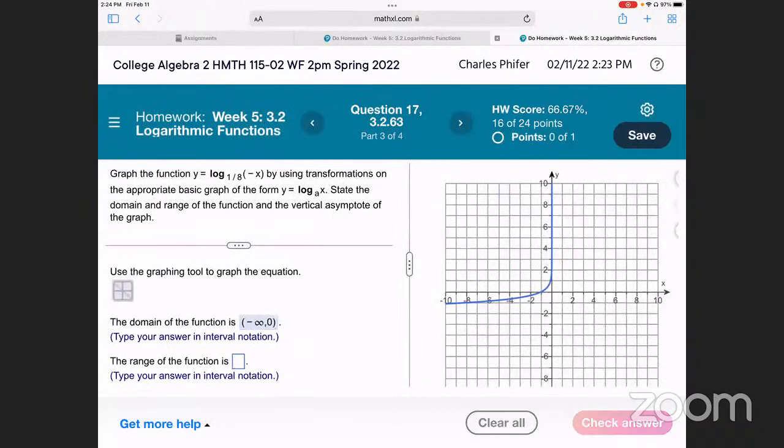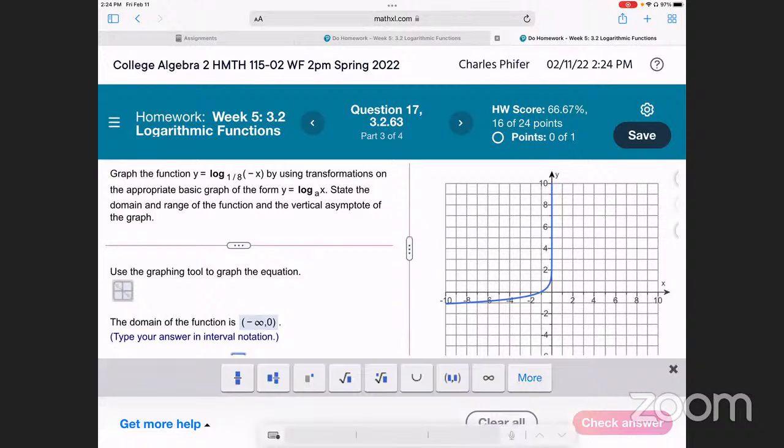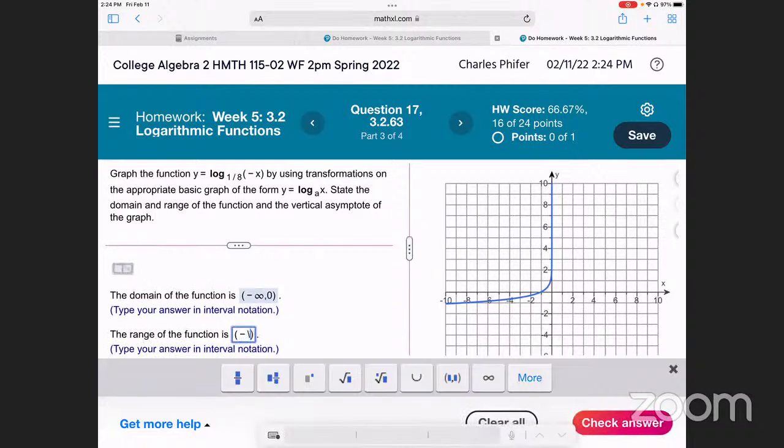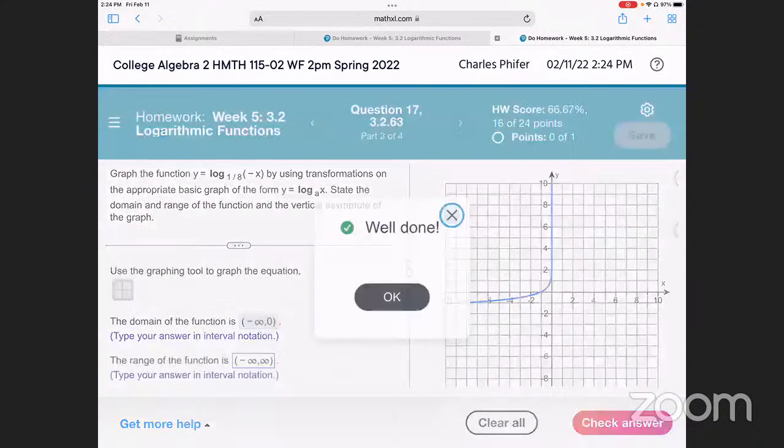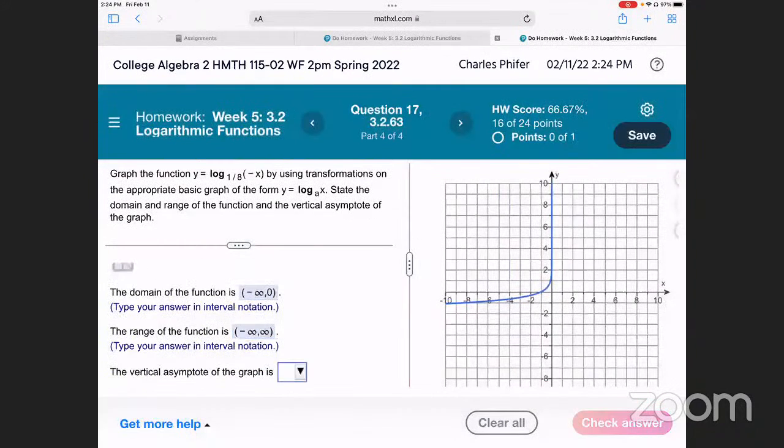The range for a log in general is negative infinity to infinity. So when we change the base to a number between 0 and 1, it still remains negative infinity to infinity. So this range is all reals, negative infinity to infinity. The vertical asymptote, we did not move it side to side, so it's going to be x equals 0.